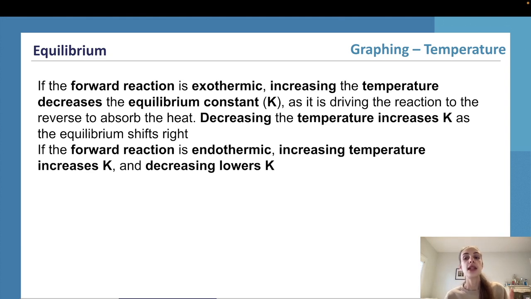Whereas if we were to decrease the temperature of the endothermic reaction, it would be like taking heat out of the system. And so it would be like taking reactant out of the system. And so we want to favor the reverse reaction in order to counteract that effect.